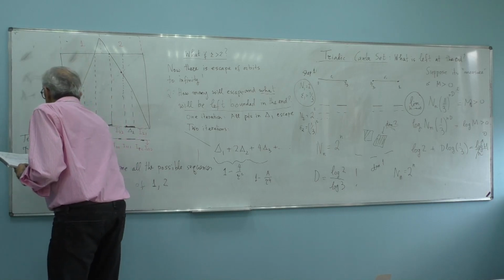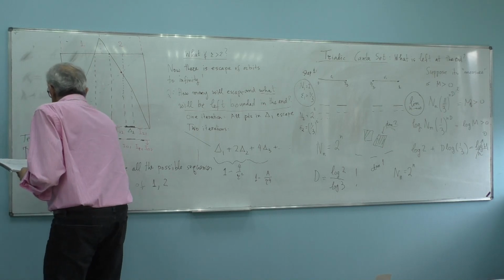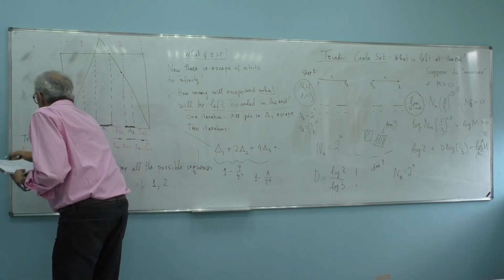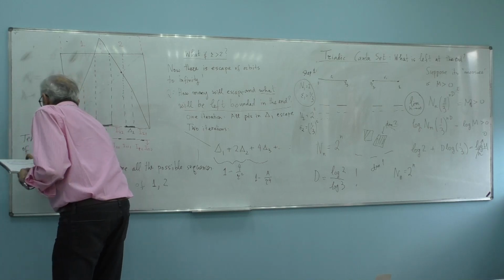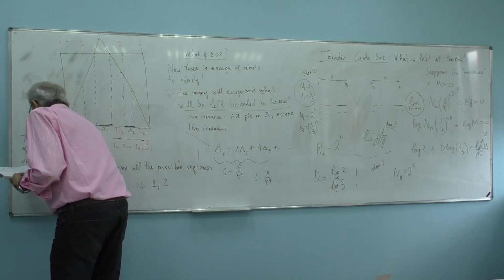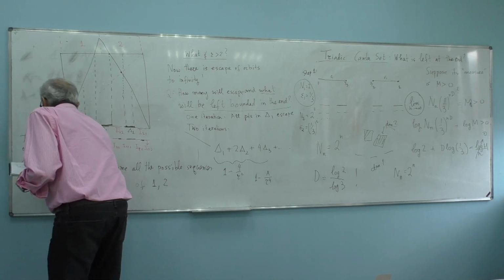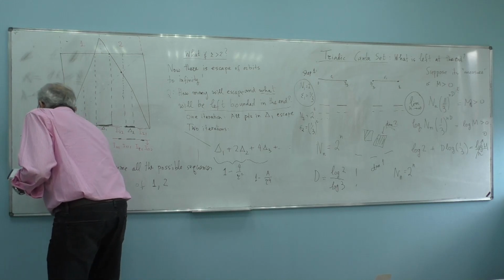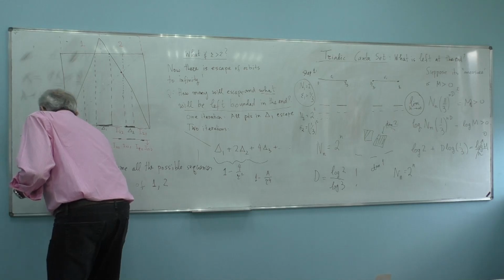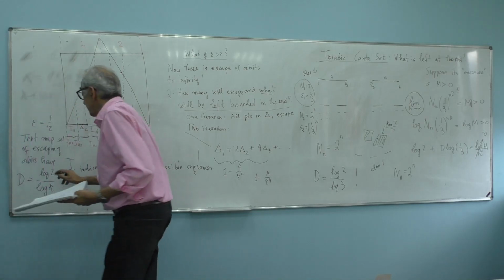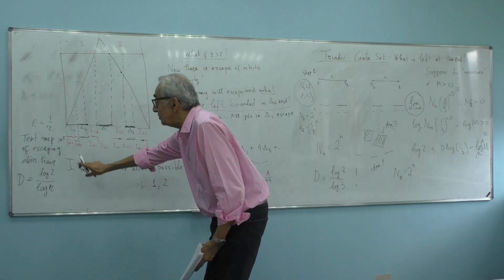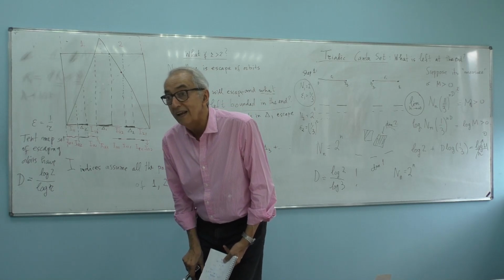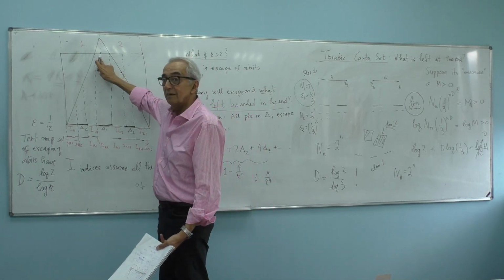So what is the dimension of the set of escaping orbits of the tent map? It has dimension log 2 over log r. Now you see that if r is exactly equal to 2, this dimension is 1. But then there is no escape.